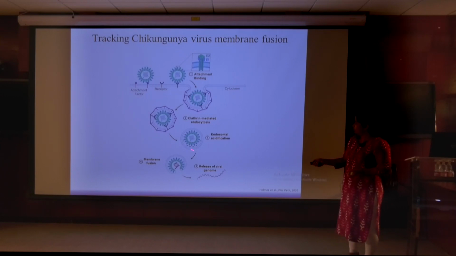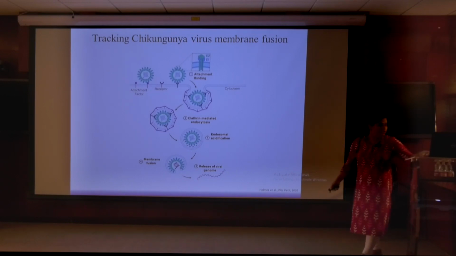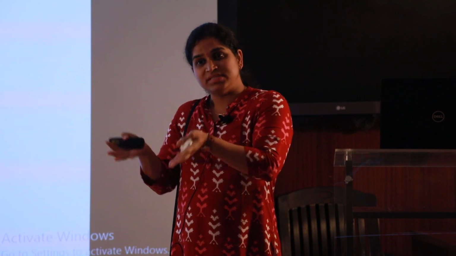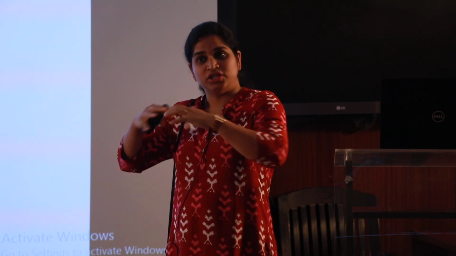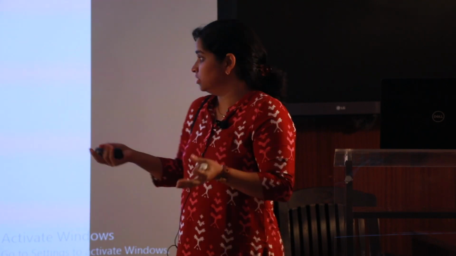Inside the cell, it undergoes acidification, which causes changes in the viral coat, and that drives what is called a membrane fusion reaction. And what this means is that because the chikungunya virus has its own membrane, it has to fuse that membrane with the cell membrane in order to break apart, because it has to deliver its genome, for which the virus has to disintegrate.